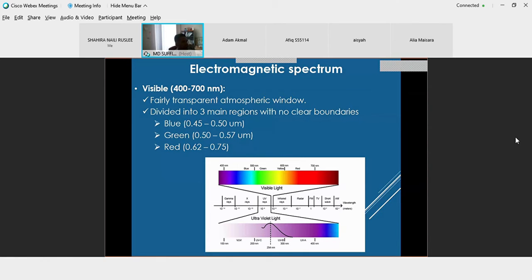So visible is a very transparent atmospheric window. That means semuanya boleh sampai ke muka bumi. So untuk visible juga kita boleh pecahkan kepada three main regions. So kita ada blue, green, red.